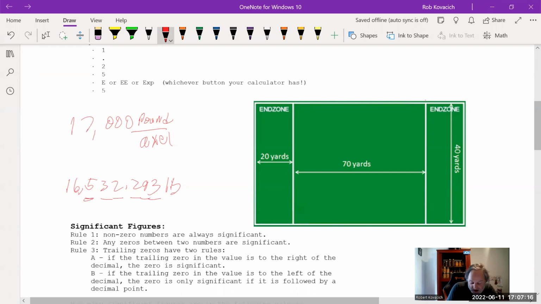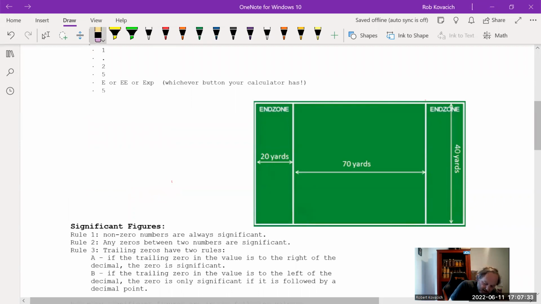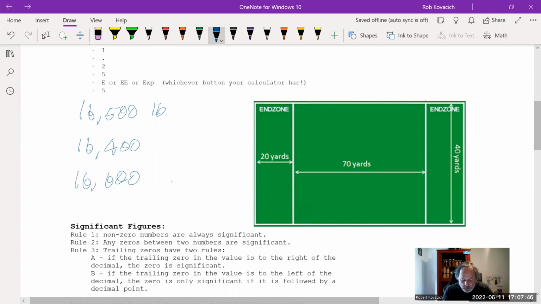Frankly, maybe there. So what I've got is a scale that can measure 10,000 pounds, but can't measure 100-pound increments. So what that scale probably reads is it can read 16,500 pounds, and it could read 16,400 pounds or 16,600 pounds. Everything is in 100-pound increments.